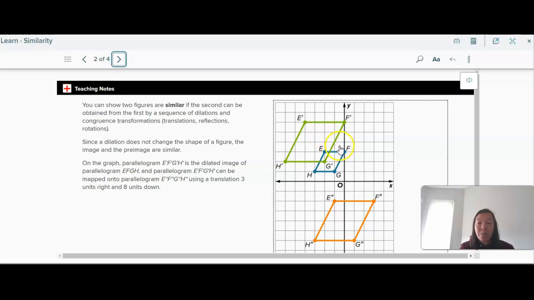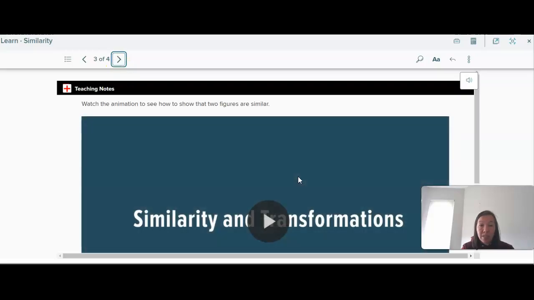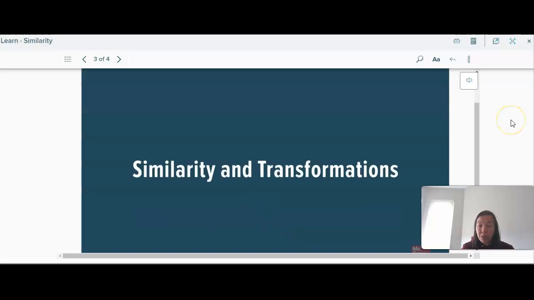So again, we'll still be doing these other transformations, okay? But they won't be congruent. So you might do a dilation first or second and then do a translation or rotation, something like that. So you guys can watch this and see how we show two figures are similar.